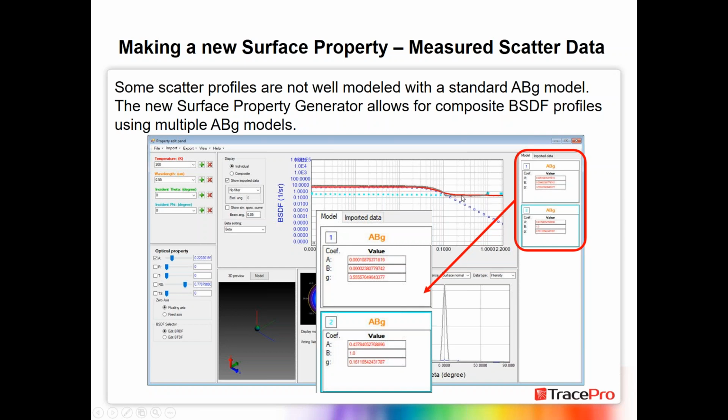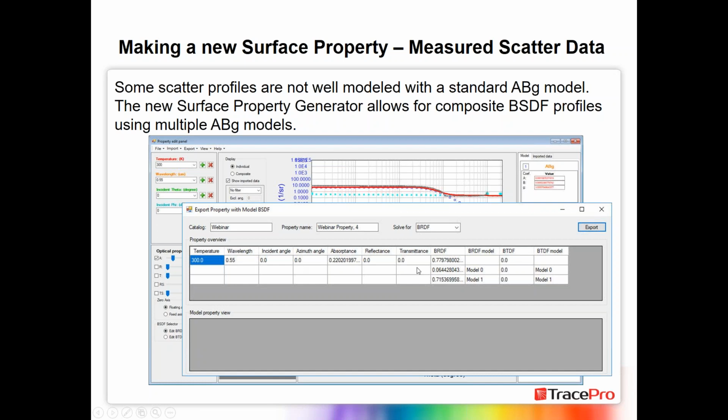So we can actually fit more complex curve shapes by using these multiple ABG curves. And you can have more than 2. 3, 4, 5, depending on how many you really need to get the job done.